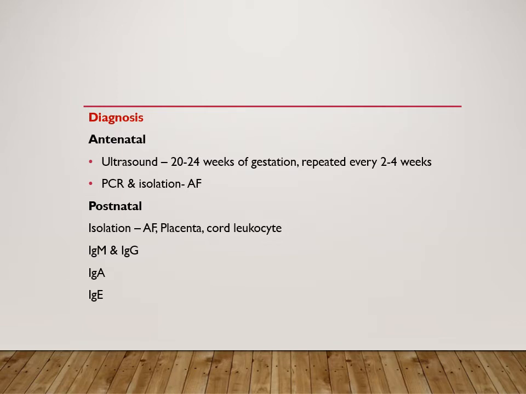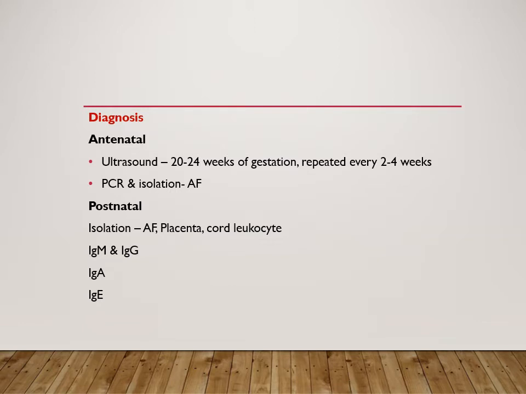Then how can we diagnose this case? Antenatally, that is when the delivery has not occurred, ultrasound at 20 to 24 weeks of gestation, and it can be repeated every 2 to 4 weeks. The second method is PCR. On what sample can we do PCR? On the amniotic fluid. That sample can be taken and we can do the PCR. The important one is the ultrasound, where we can look for detecting the congenital infection.